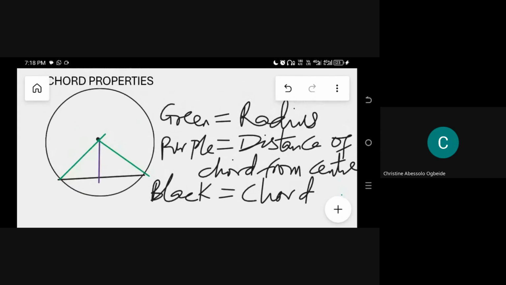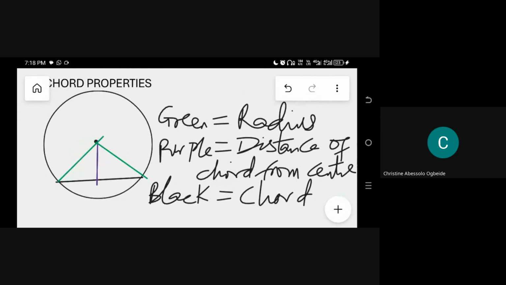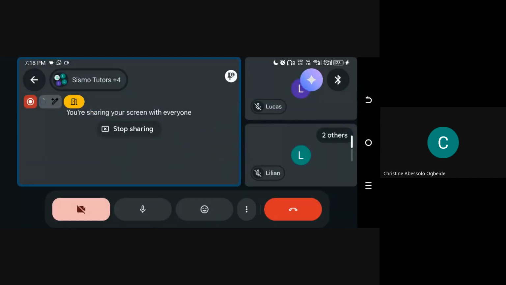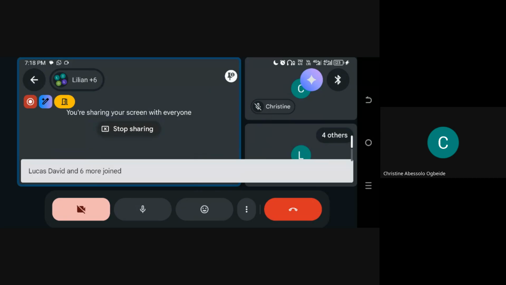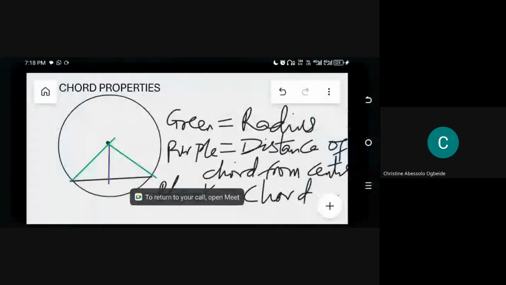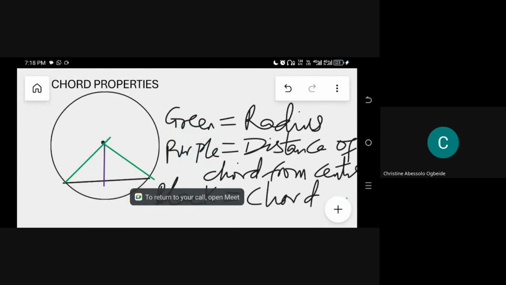And first look at this. Can everybody here in the class identify what the distance of the chord is, what line it is, what the chord is, and then the radius itself? Can everyone identify this? Okay, all right, so I'll ask you quick questions before we proceed to examples, because it's very important that you are able to identify each of these three things.